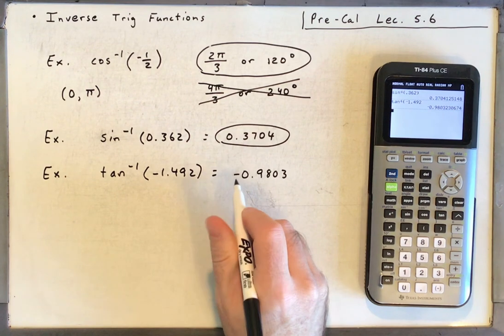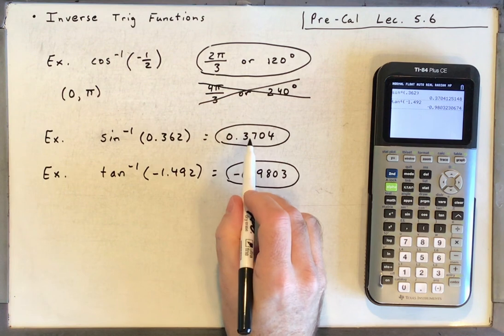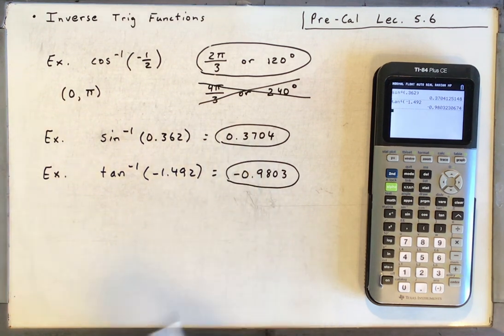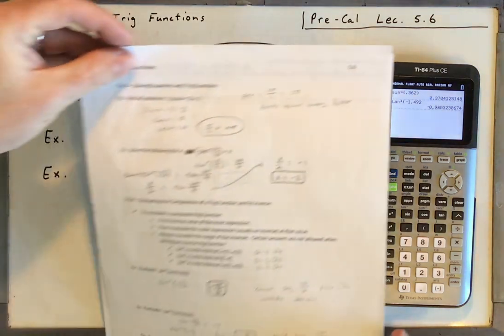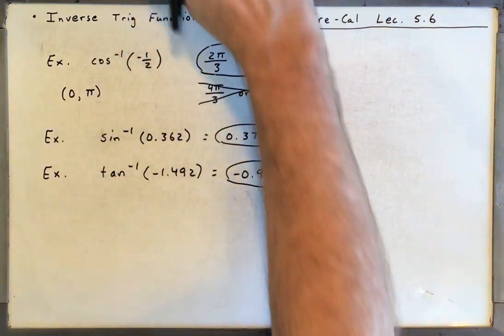Okay, so those are answers. That's in radians, negative 0.98 radians, 0.37 radians. Okay, those answers aren't in degrees. All right, let's turn the page over and do page 2 of your notes.